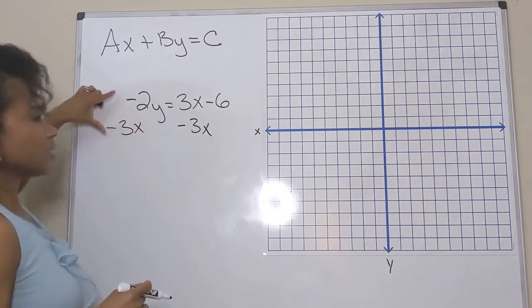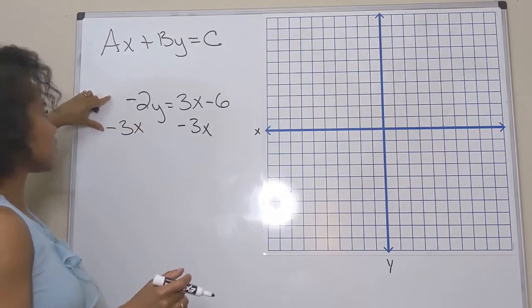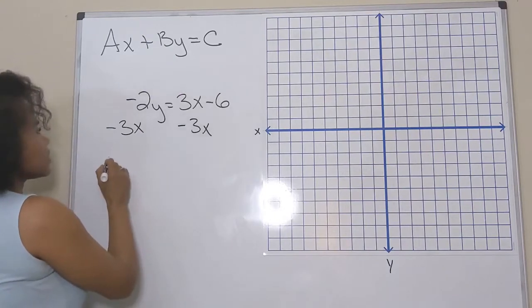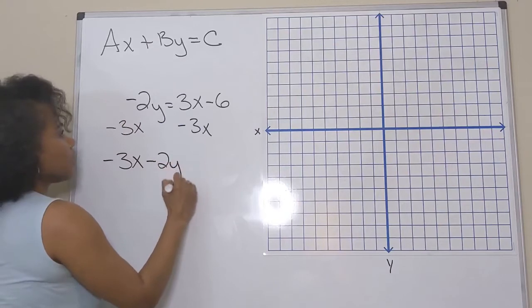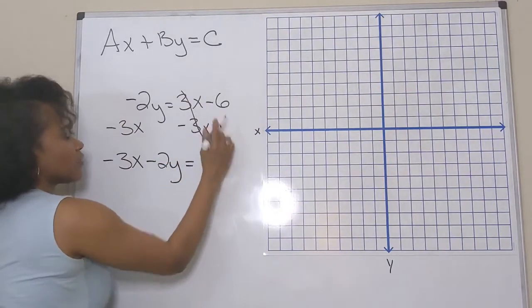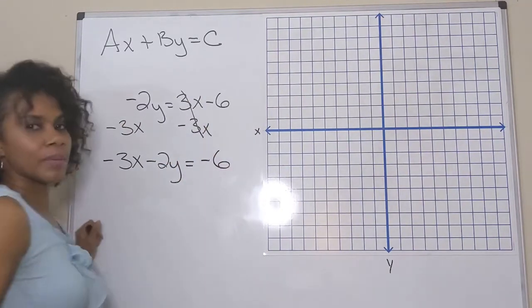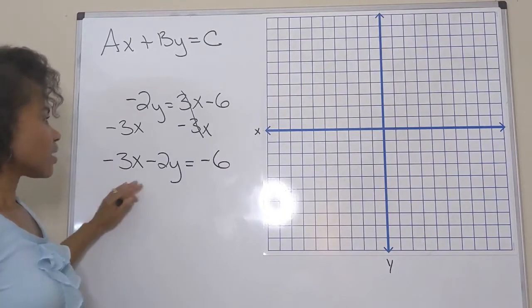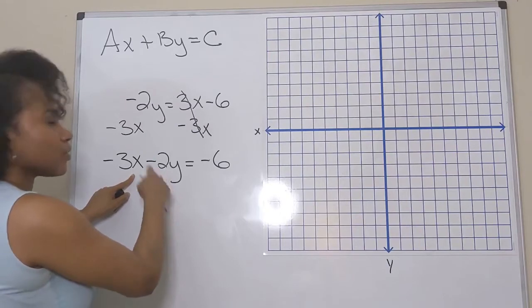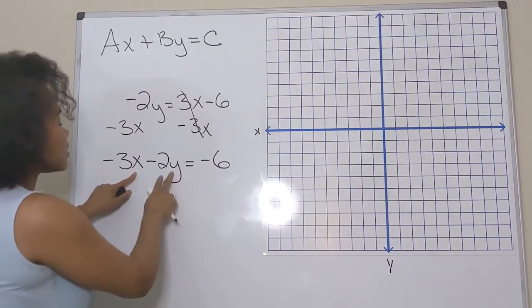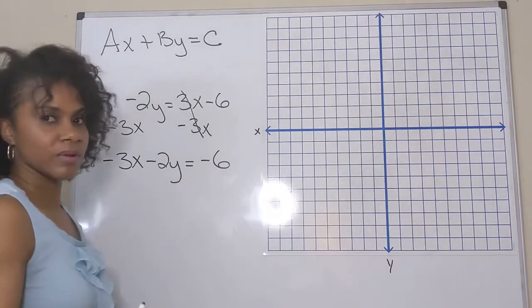All right. I can't combine these. They are not like terms. So I'm just going to rewrite it separately. Negative 3x minus 2y equals, I'm left with a negative 6 on my right-hand side. So now I could find my intercepts because I have the terms with x and y on the same side, and my constant on the right-hand side.